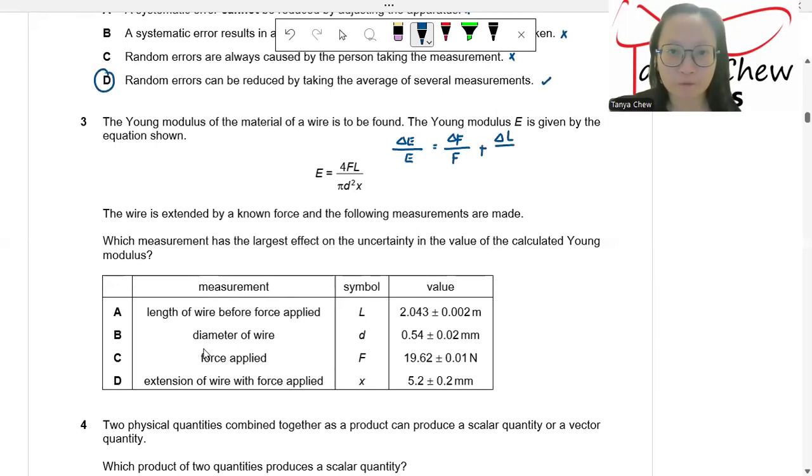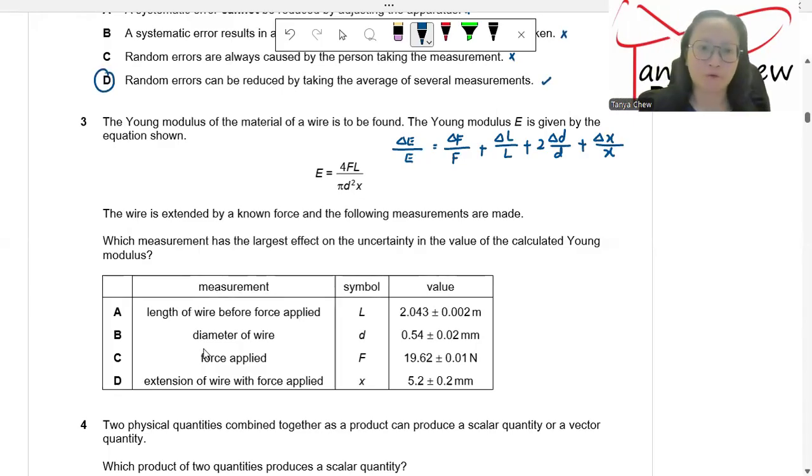plus the fractional uncertainty of length. Pi is just a constant. There is no fractional uncertainty, but this is d squared. Hey, this is a power factor. So the power you need to multiply with the fractional uncertainty of diameter, plus delta x over x, the fractional uncertainty of x, the extension. Now we are going to find the fractional uncertainty of each and every physical quantity here, right? To check which would contribute the largest fractional uncertainty. That will give the largest effect on the uncertainty of the value of Young modulus. So I'm going to do it one by one.